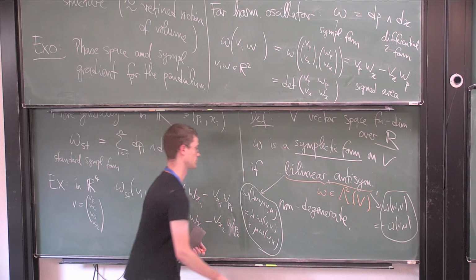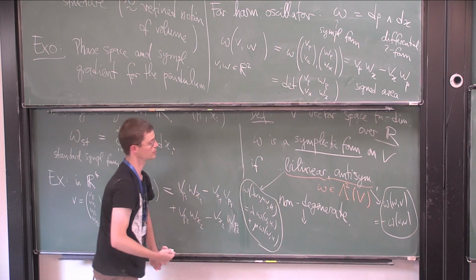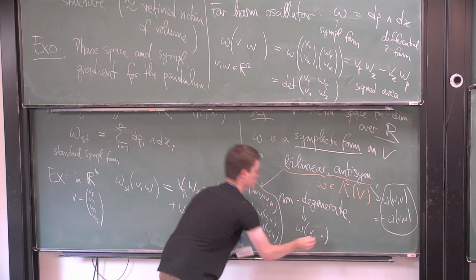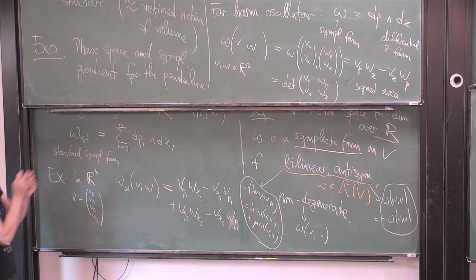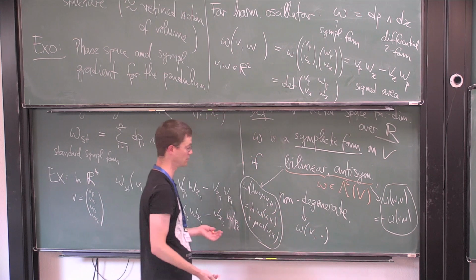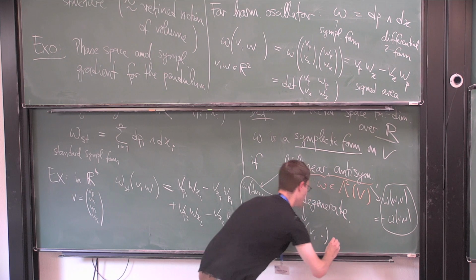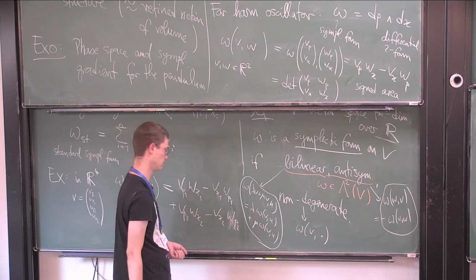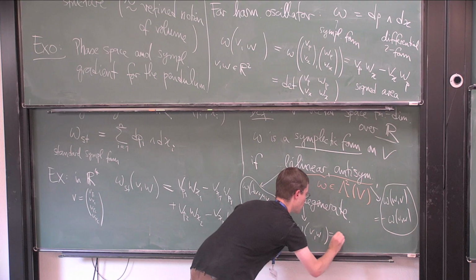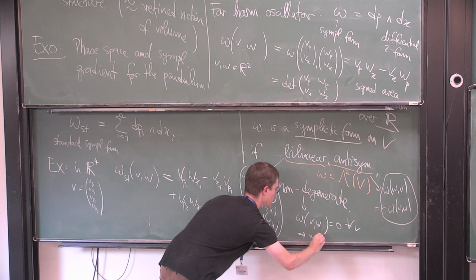Non-degenerate means the following. Whenever you fix one vector, like here, omega of v, something, this is a map. It takes another vector and spits out a number. So this is actually a linear functional. This should be an isomorphism between V and V star. Maybe I can write it a bit differently: if this is 0 for all v, then this implies that w is 0.